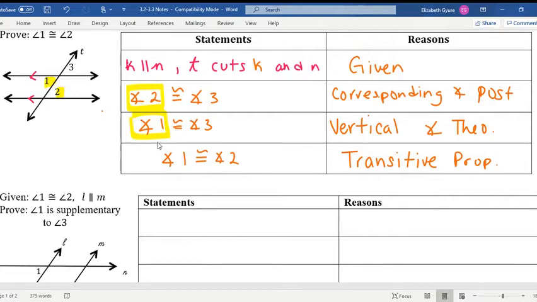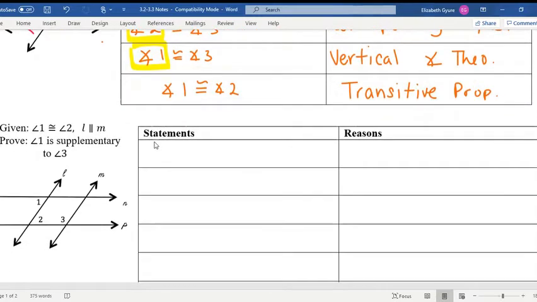The next proof is not proving one of our theorems. It's just a general proof. We're going to practice tying some angles together here. We have that angle 1 is congruent to angle 2, and line L is parallel to line M. We are going to prove that angle 1 is supplementary to angle 3.